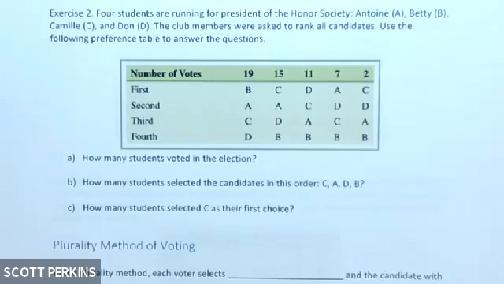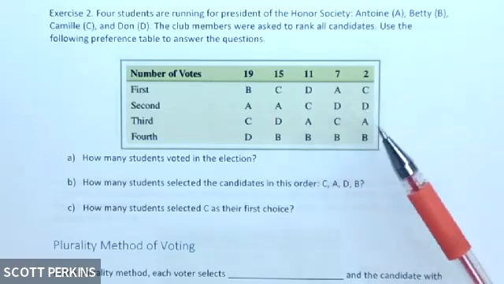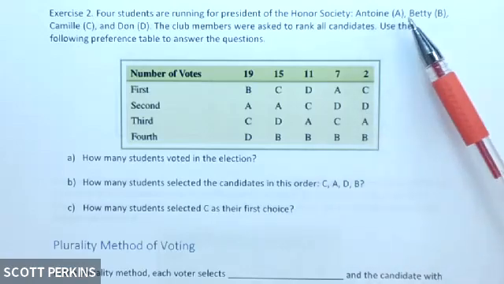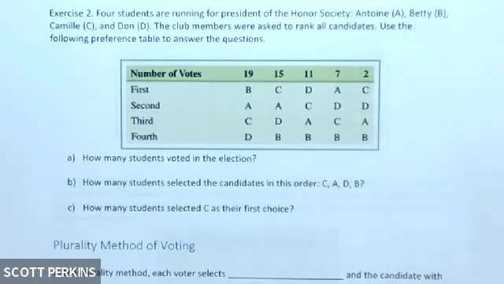Okay, so this table represents the ballots people turned in for this Honor Society election. So we got Antoine as A, Betty as B, Camille as C, Don as D. And then we're just asked these basic questions about reading the chart. So if you do not know where these numbers came from, that is an awesome time to ask a question. So here we go. First question.